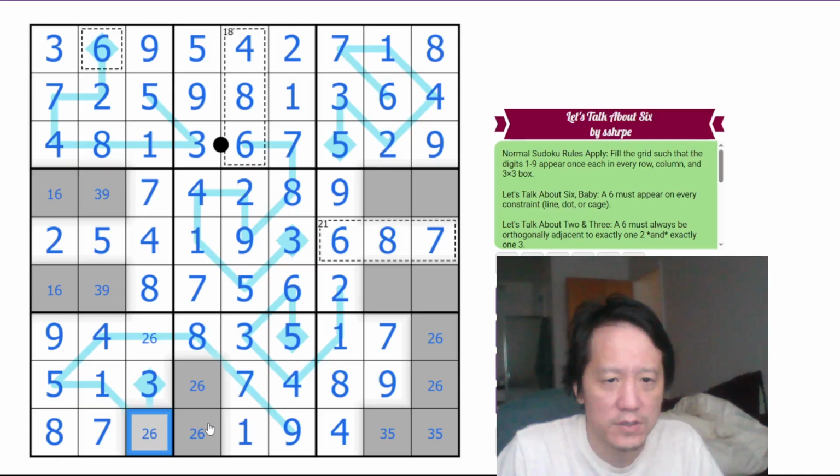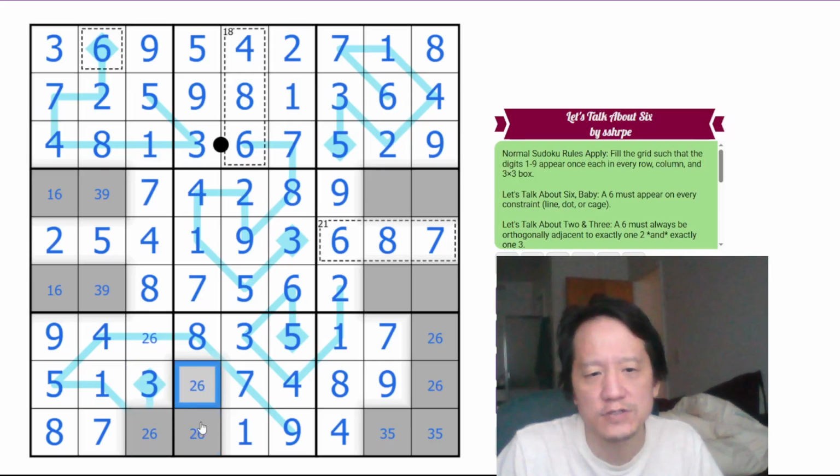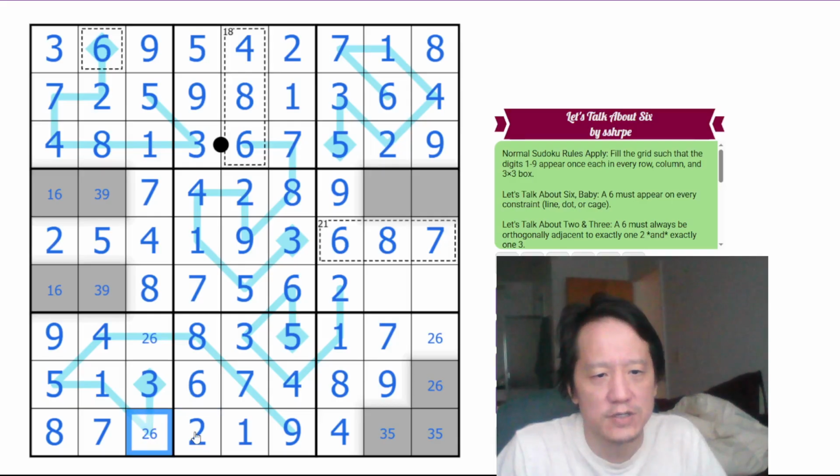Also, if this were 6, it would be next to 2 2s and no 3s. So this cannot be 6. So this must be 2, which makes this a 6. This 2 means this can't be 6. So this is 6, which makes that 2.